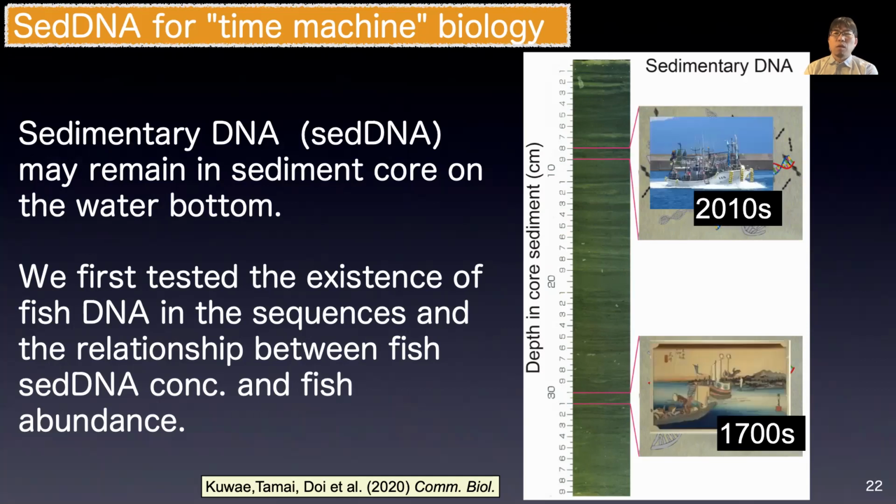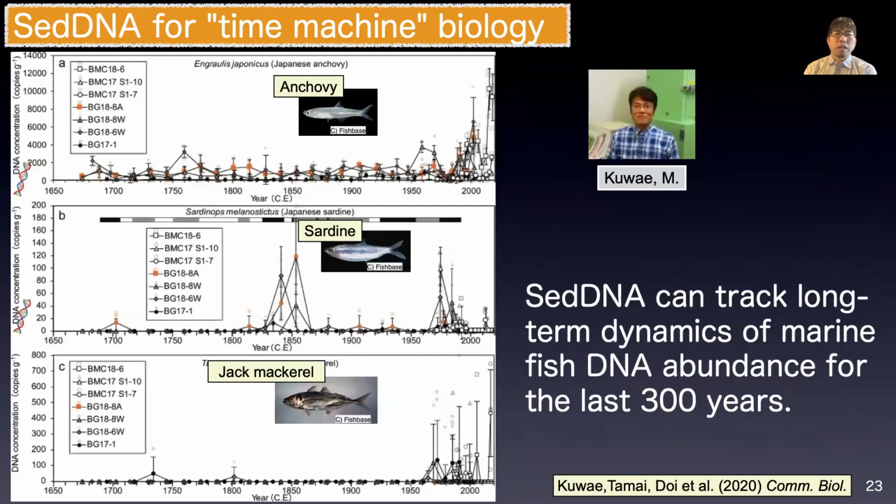So using the sedimentary DNA in the core, we can look at recent times and also 300 years ago. So this is the result. X is the years from the 17th century to recent, and Y is the DNA concentration of each marine fish species. And we found the sedimentary DNA can track long-term dynamics of marine fish DNA abundance for the last 300 years. So we detected some peaks 100 years ago.